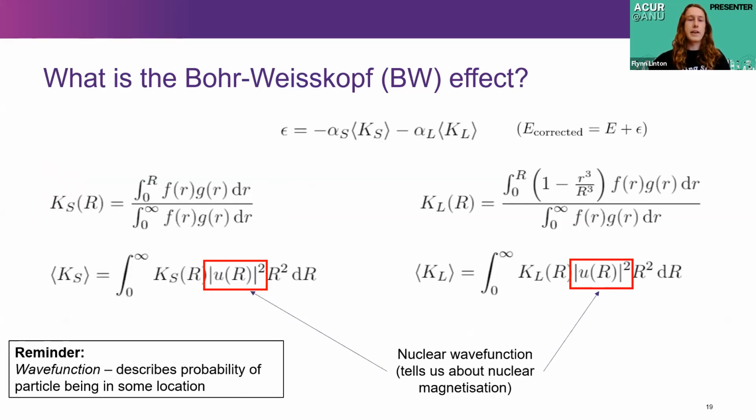Now you can see here that in the expectation values of the Ks and Kl terms, the Bohr-Weisskopf effect actually depends on the nuclear wave function, this U of R term here. And this makes sense because the nuclear wave function just gives us information about its magnetization distribution, which is exactly what the Bohr-Weisskopf corrects for.